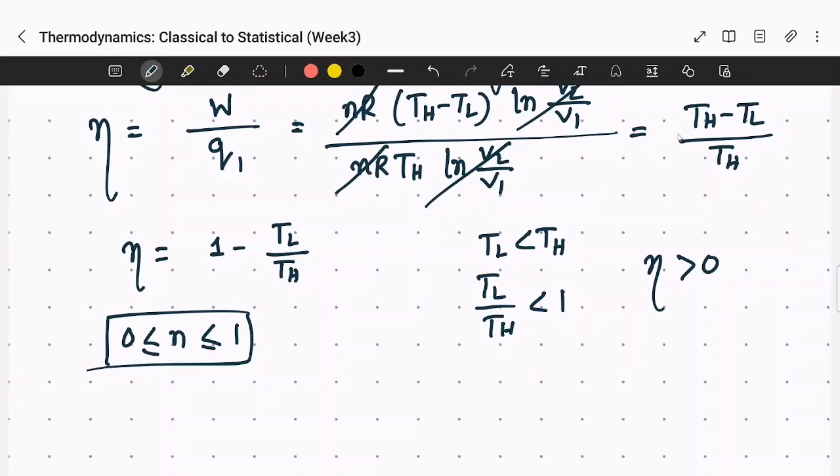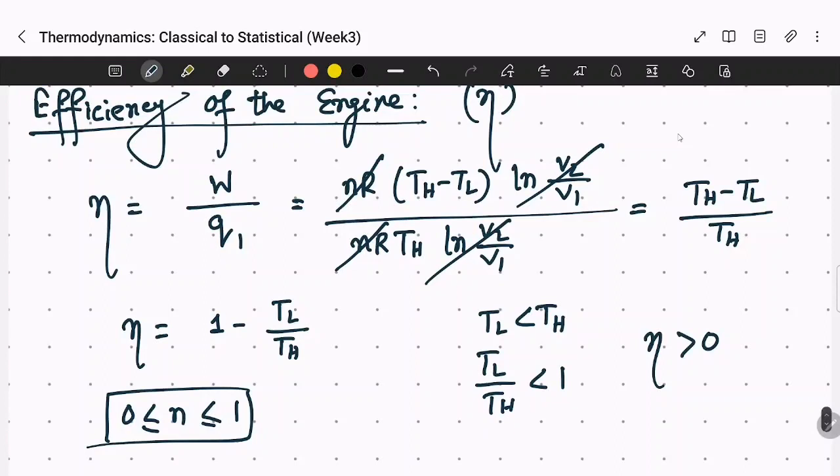Okay, now if anything is left, guys, we have already discussed it. Basically that's why the minus sign is given. You can think like that. No, it's okay. No minus sign is there. T_H minus T_L. It's okay.